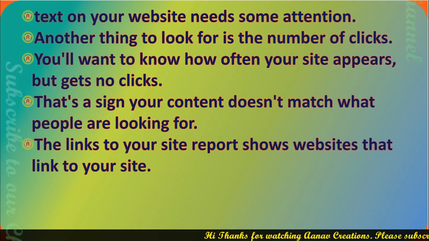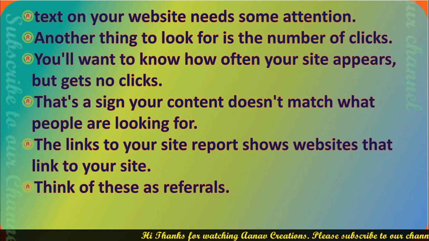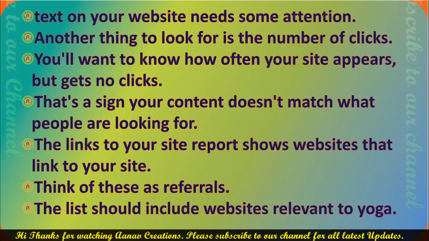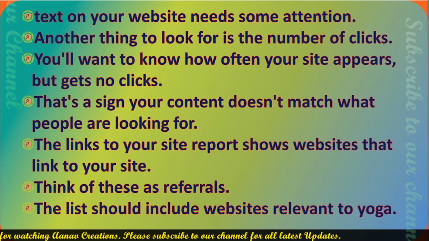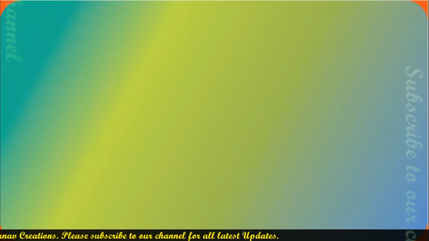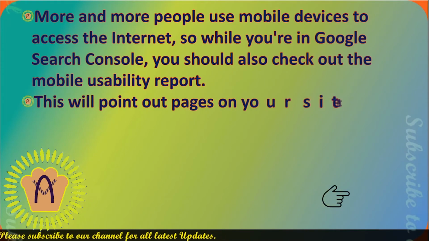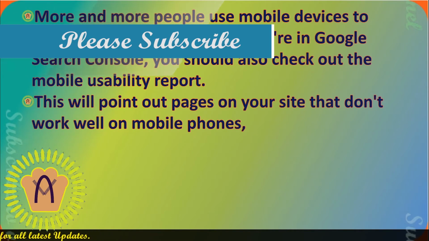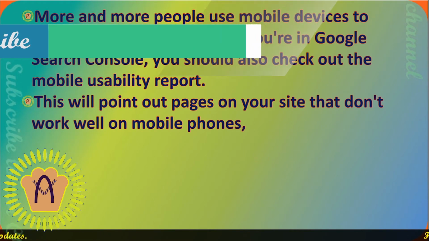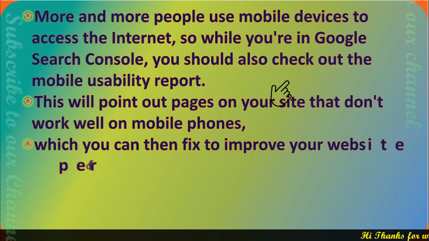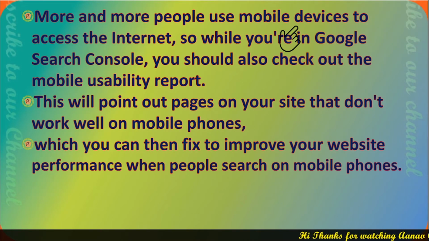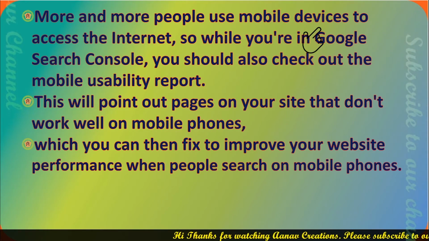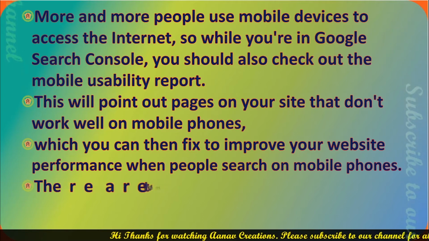The links to your site report shows websites that link to your site. Think of these as referrals. The list should include websites relevant to yoga. Okay? So, more and more people use mobile devices to access the internet. So while you are in Google Search Console, you should also check out the mobile usability report. This will point out pages on your site that don't work well on mobile, which you can then fix to improve your site performance when people search on mobile phones.